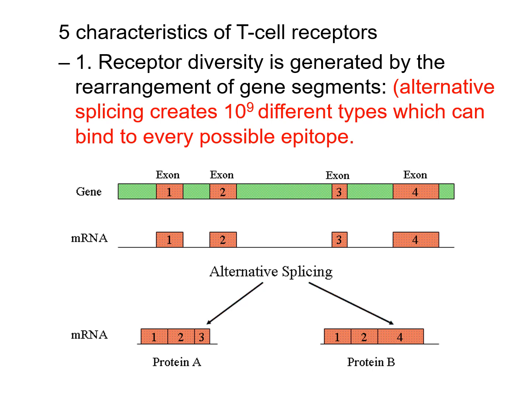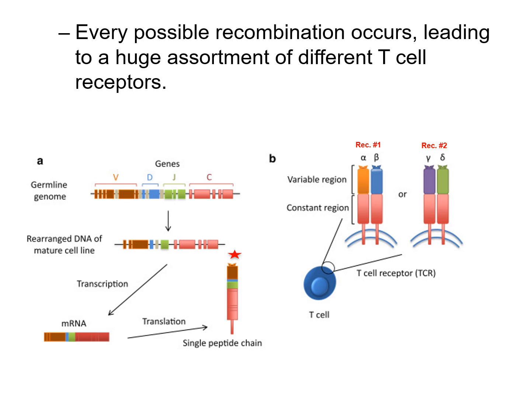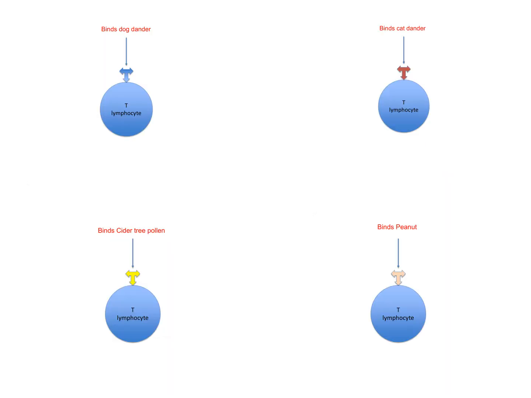So 5 characteristics of the T cell receptor. Number 1, receptor diversity is generated by the rearrangement of gene segments, or better known as alternative RNA splicing. Every possible combination occurs, leading to a huge assortment of different T cell receptors, such as binding dog dander, binding cat dander, binding cedar tree pollen and peanut.